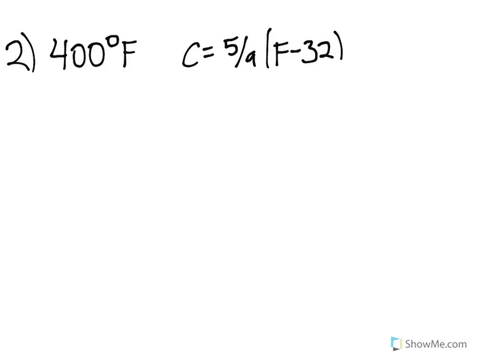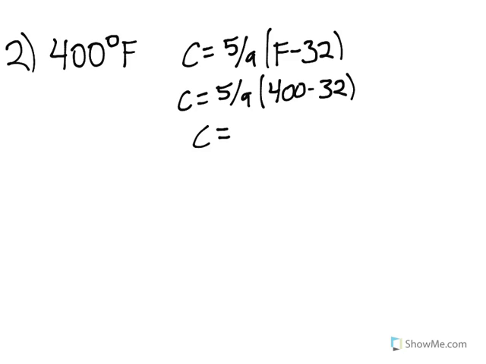Now in number 2, I start off with 400 degrees Fahrenheit, and I want to get it in both Celsius and Kelvin. So the best way to do this is to solve for Celsius first. So the formula for that is C is equal to 5/9 times (F minus 32). And so C is equal to 5/9. I substitute in 400, subtract 32 from that. When I solve for C, I get the degrees in Celsius is 204.4 degrees Celsius.